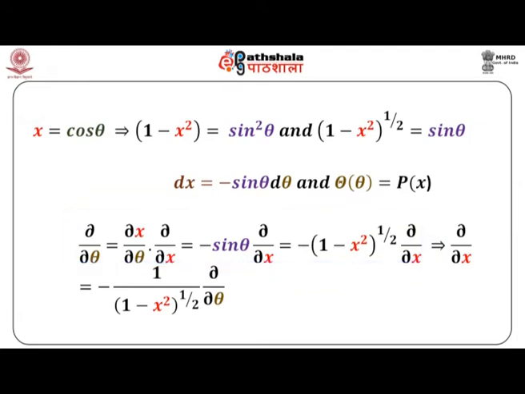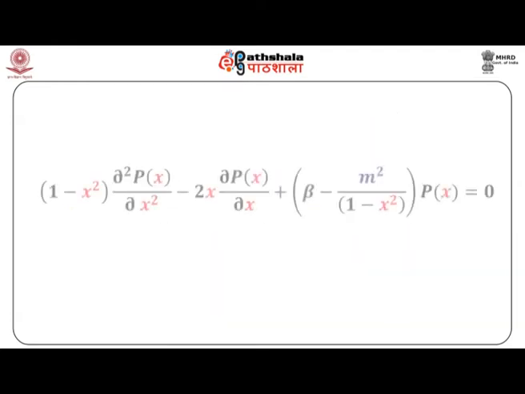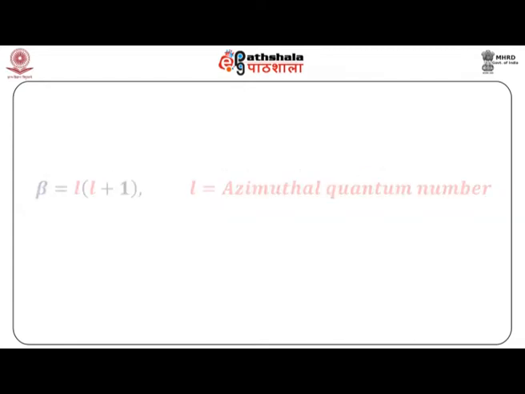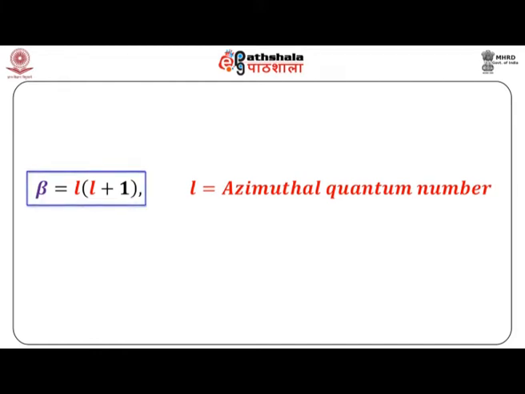This on simplification gives you −sin theta ∂/∂x, which equals −√(1 − x²) ∂/∂x. You can see that if these substitutions are made, the theta equation can be very easily transformed into Legendre's equation in the form given, and it becomes exactly Legendre's equation if beta is substituted to be equal to L(L+1).